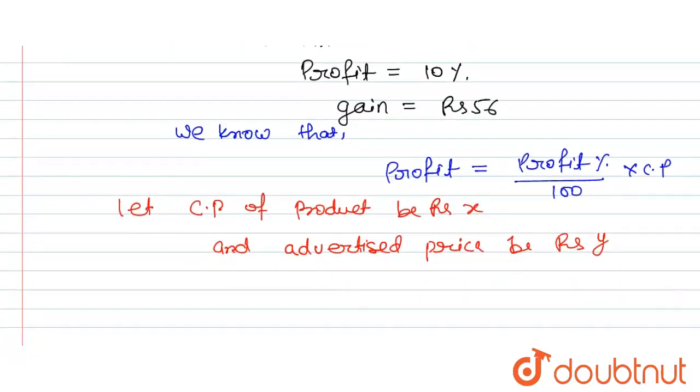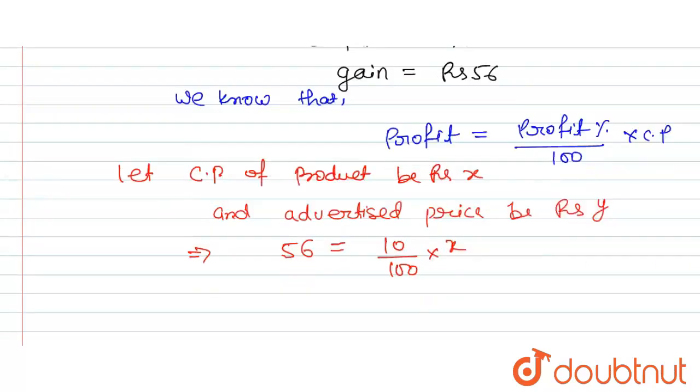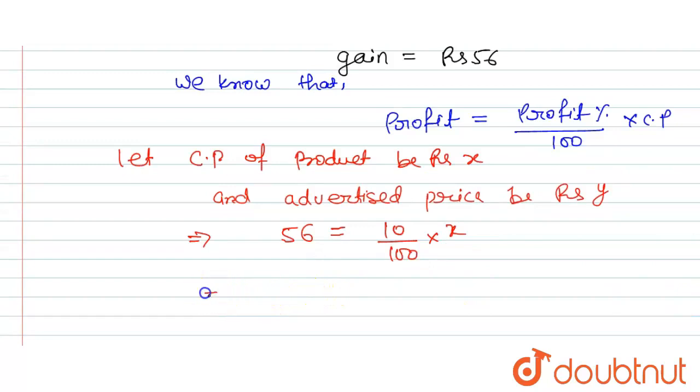First of all, we will use the formula. Profit is already given in the question, that is rupees 56. So 56 is equal to profit percent, that is 10 upon 100, into CP. We are considering X. So X will be equal to, 10 will be cancelled out, rupees 560. So this is the CP.